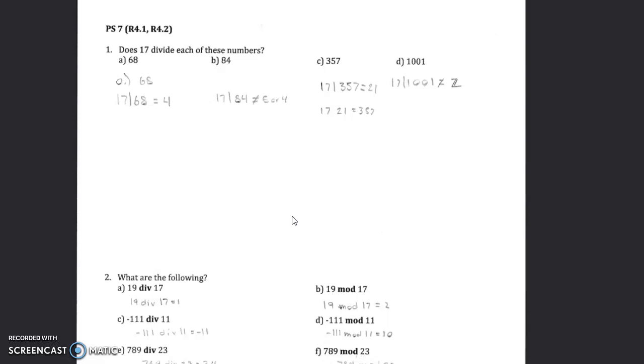C, you have 357. 357 divided by 17 is 21. 17 times 21 is 357. Works both ways, so that's true. And then 1001 divided by 17, it just doesn't work if you put it into your calculator. You get about 58.88, which means it's not a clear number.